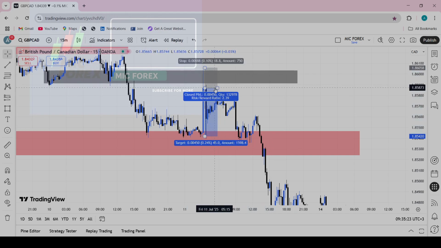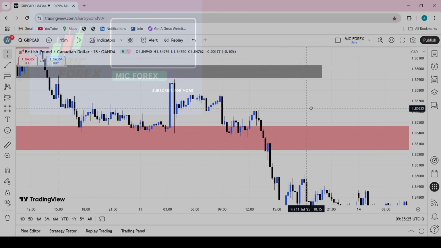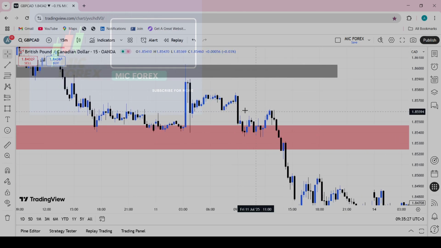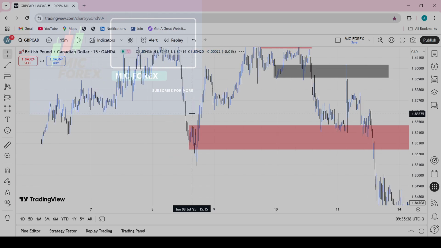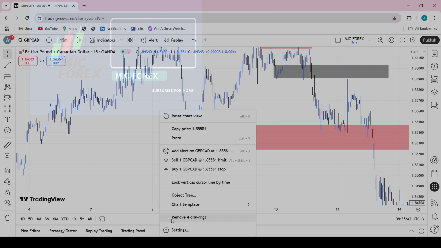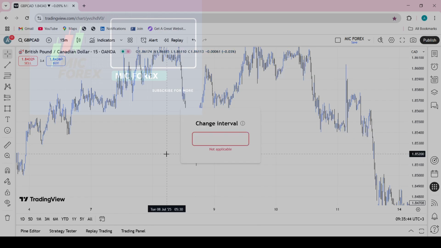For those who want to wait for confirmation of a bearish engulfing candle, you can open a trade at the close of this particular candle here. That one is a bit complicated. Let me look for an easy one, but you followed through. You must have followed through.